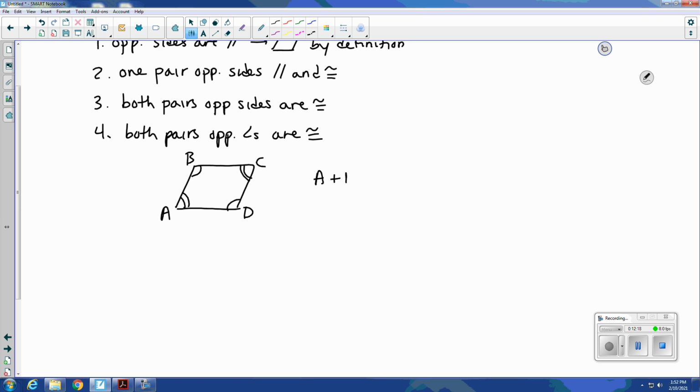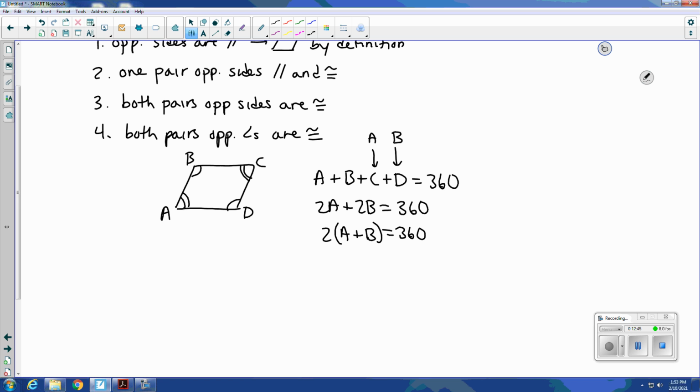So if we add together angles A, B, C, and D, we know that should total 360. But we know A and C are the same, so instead of C, let's replace with A, and B and D are the same, so let's replace that with B. So then we have 2A plus 2B is equal to 360. Now, if we factor out a 2, we've just identified that A plus B is equal to 180 by dividing by 2.